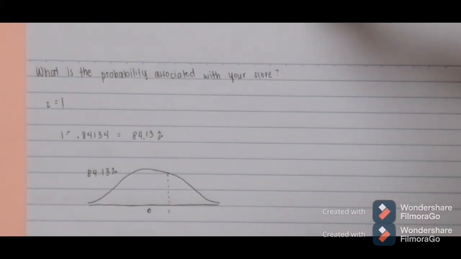So, next is, what is the probability associated with your score? So, sabi dito is z is equals to 1. So, dito sa example na to or sa question na to is kakailanganin na natin ng z-table. So, ano ba yung z-table? So, ganito yung itsura niya.